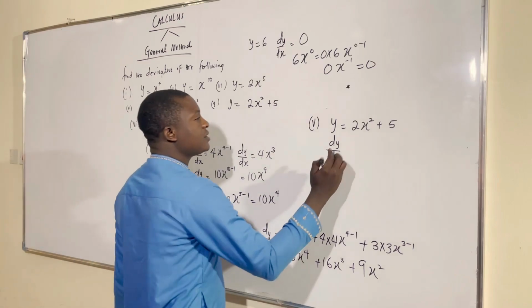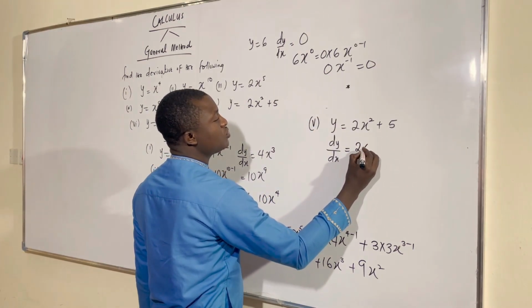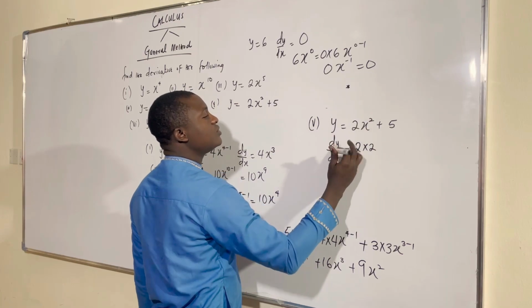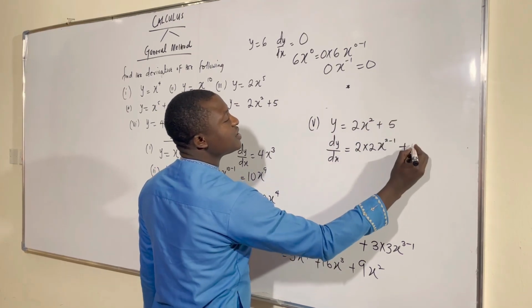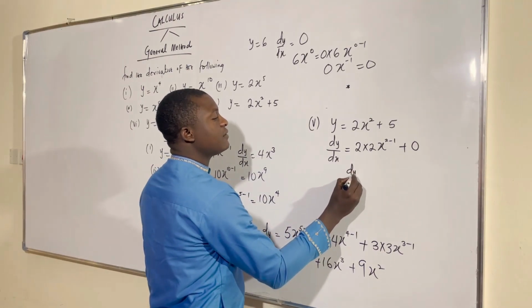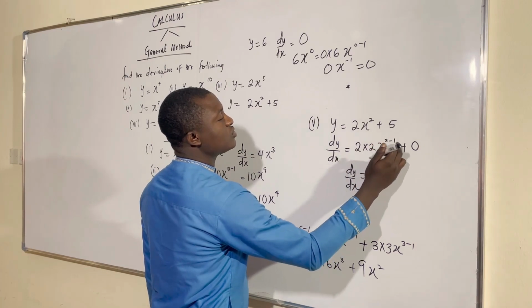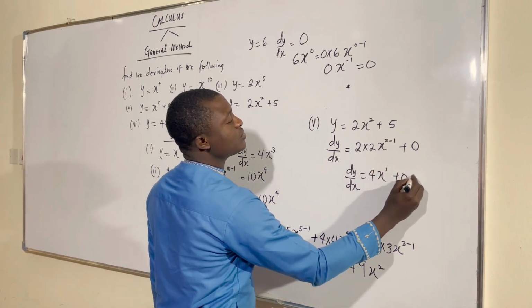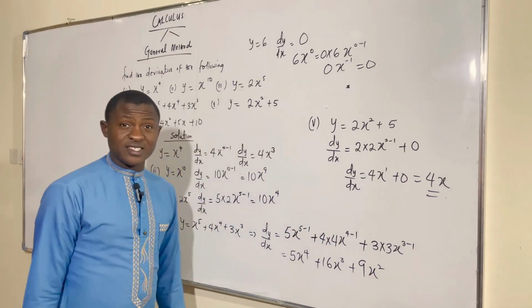So now here, let me show you this one too. 2 times 2, the power comes forward, 2 times 2x^(2 minus 1), then plus the differential of 5, and we have 0 because it's a constant. So here we have dy/dx equals 4x^(2 minus 1), which is 4x^1, plus 0. So this is nothing but 4x. I hope you are getting it right.